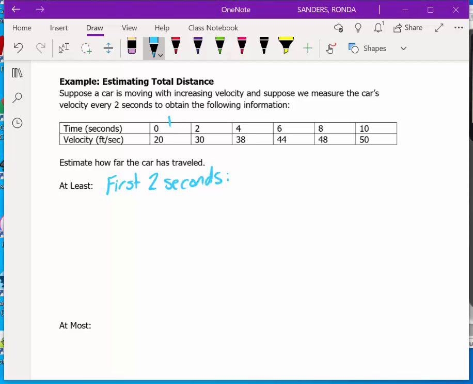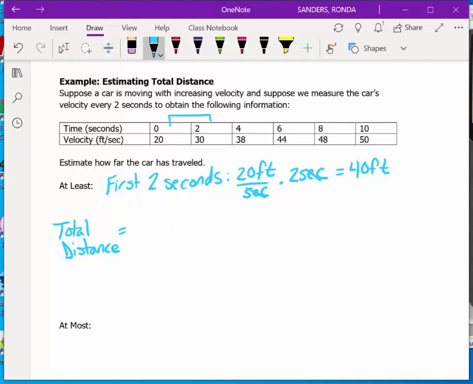In the first 2 seconds, my car is traveling at least 20 feet per second for 2 seconds. If we multiply, the seconds would cancel and we would end up with 40 feet. So in the first 2 seconds, my car has traveled at least 40 feet. We can estimate the total distance traveled by evaluating each of the 2-second intervals in a similar manner.